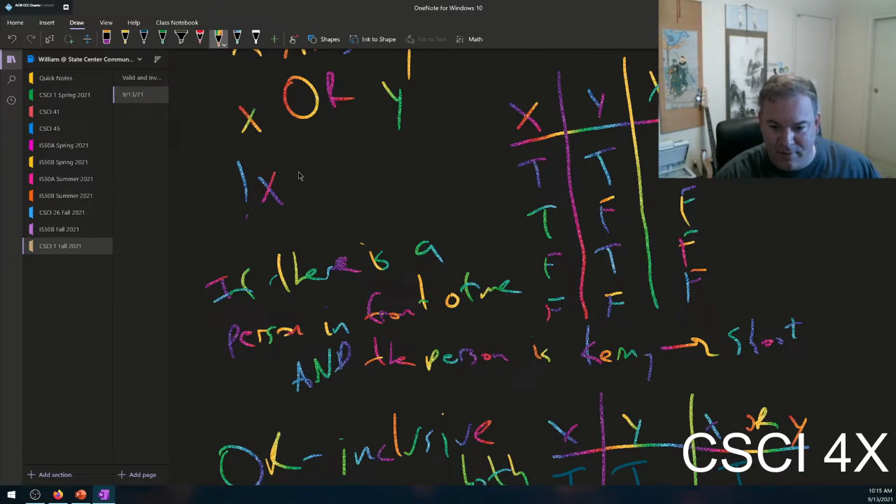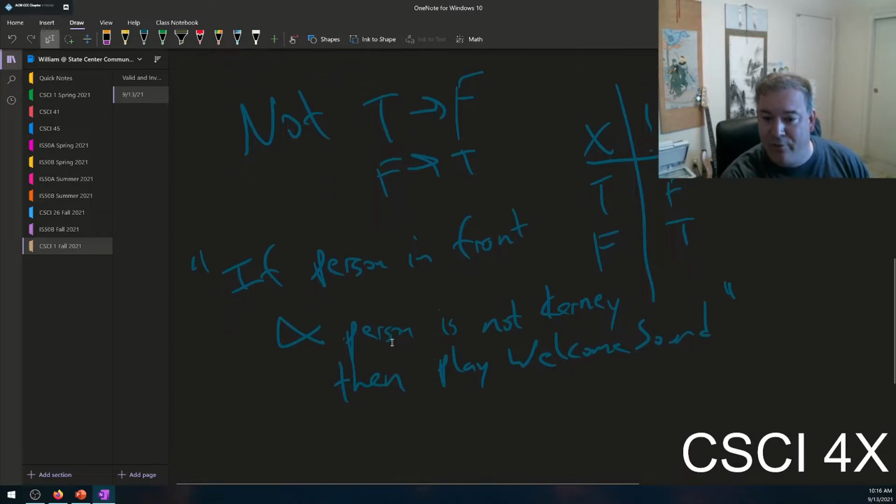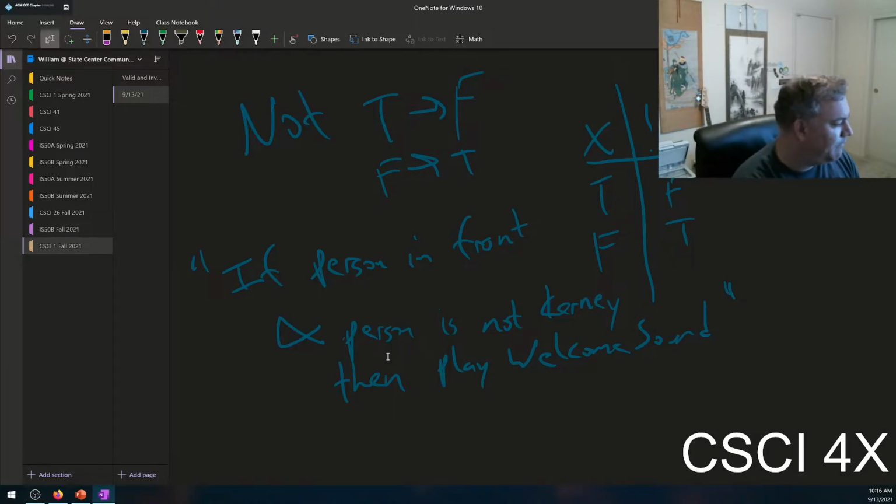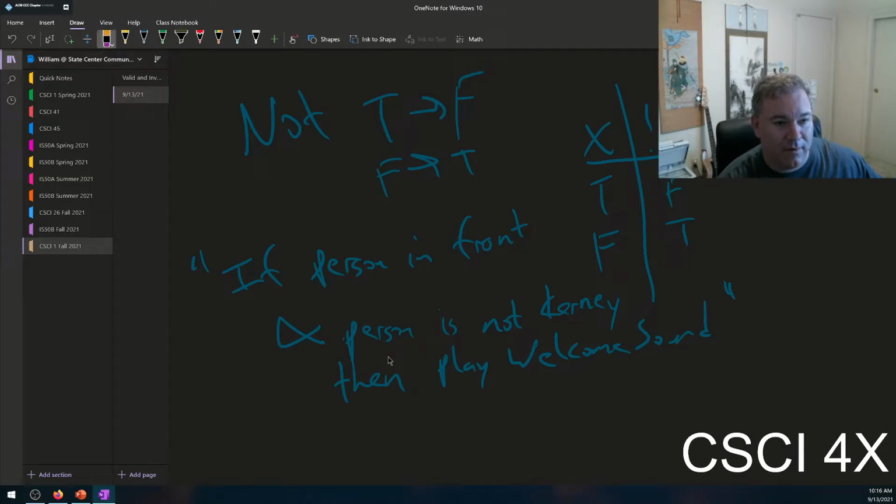If there's a person in front of me and the person is Kearney, then shoot. Okay. So there we go. And so you can have multiple rules like this programmed into a turret or an AI My Little Pony or something. I don't know. So what if it was or, then would it say welcome to both? Yeah. So if it said or, then it would say hi to me as well, right?